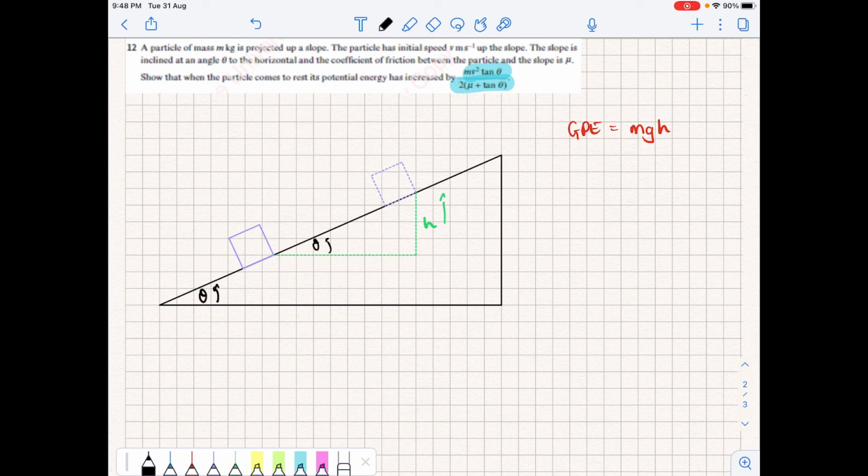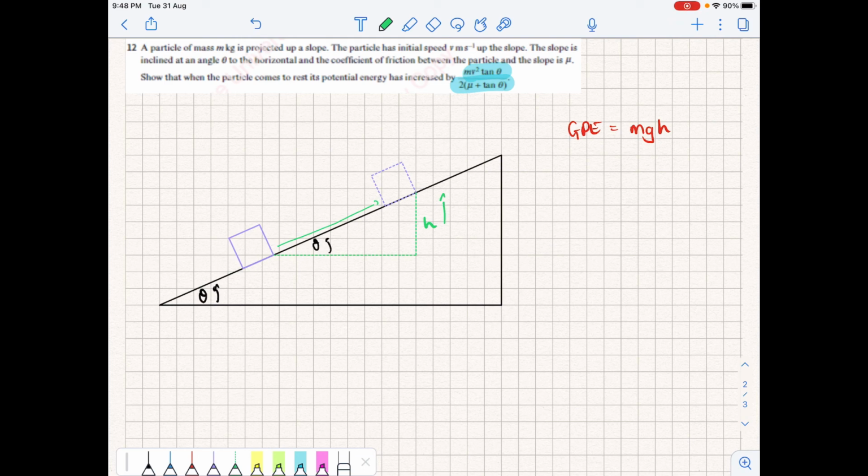And considering the information we're given, if we were able to calculate the distance that the object had moved up the slope, so that's this distance over here, using some basic trigonometry we'd be able to calculate the vertical height that we've increased. Now, in order to calculate that displacement, we can consider the information we're given. We've been given an initial velocity. We know that the final velocity is going to be 0. We want to calculate the displacement, and so we need one other component. And the other component that we're interested in is the acceleration.